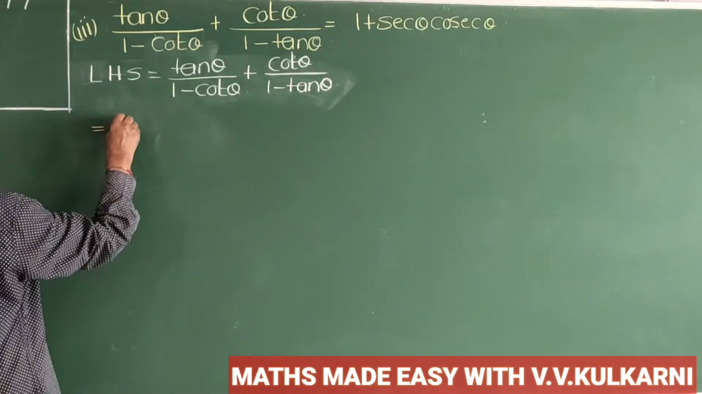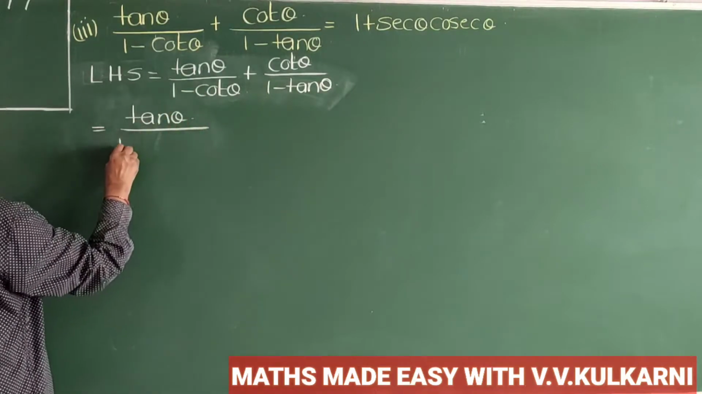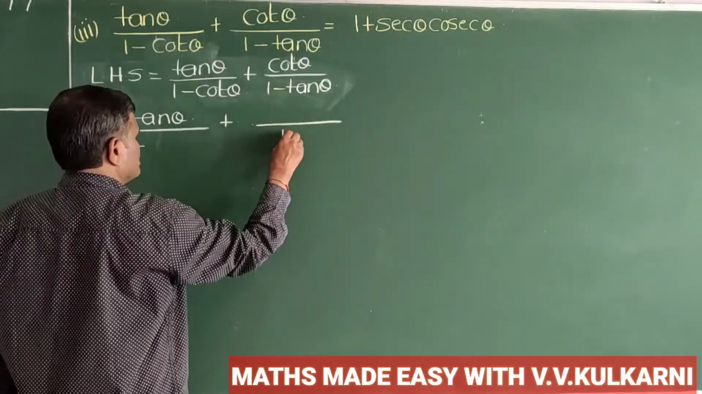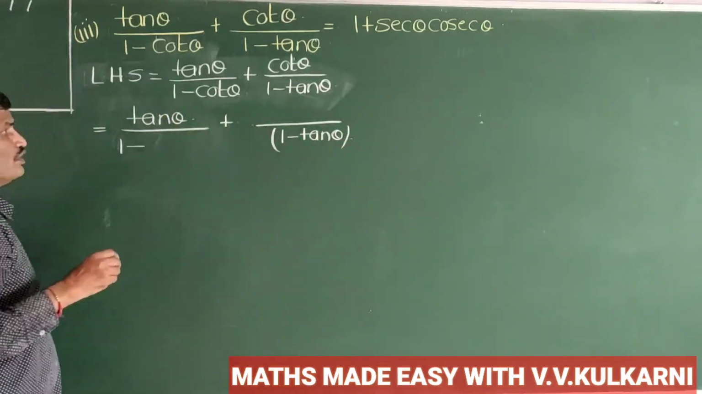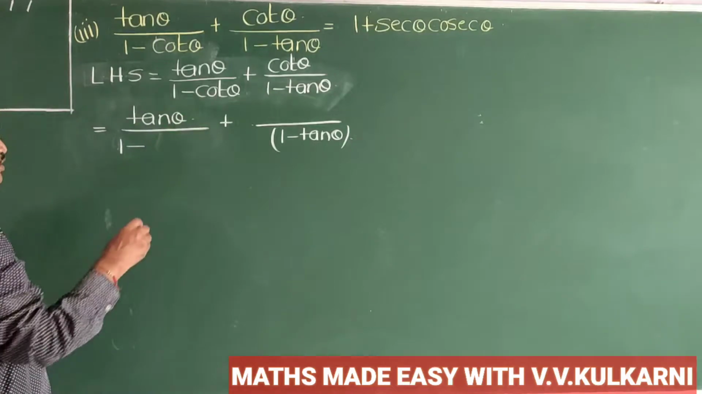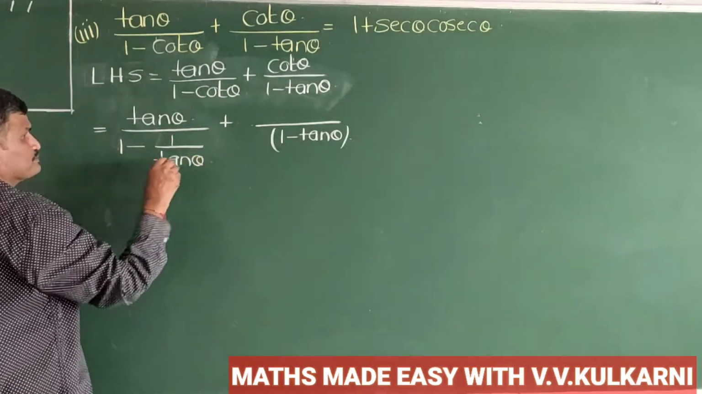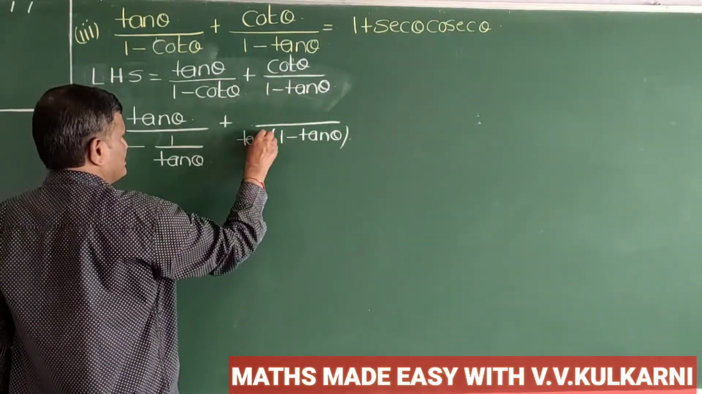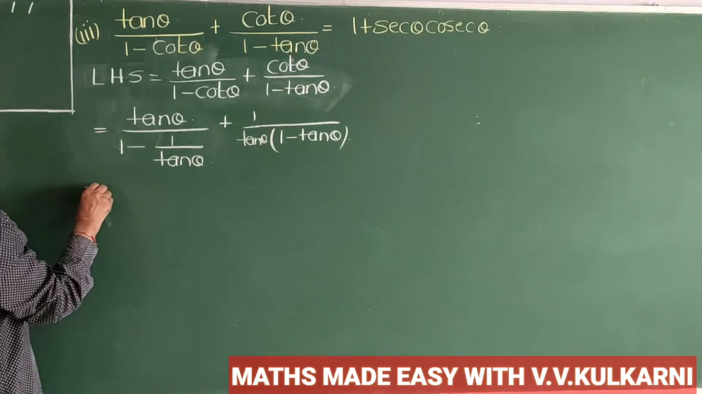This I can write it as tan theta by 1 minus cot theta. Wherever cot theta is there, I am not going to write cot theta, I am going to write 1 by tan theta, because the reciprocal ratio of cot is tan. So instead of writing cot theta, I will write it as 1 by tan theta. Here also instead of writing cot theta, I will write it as 1 by tan theta. So if I do that, what is that I am going to get?